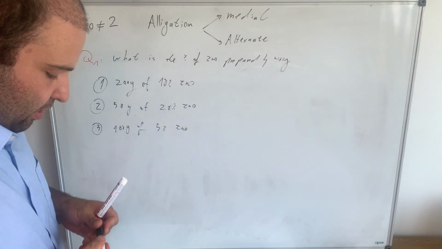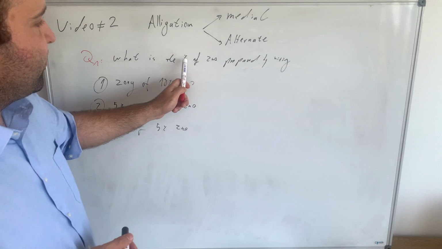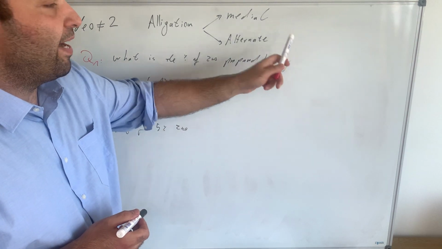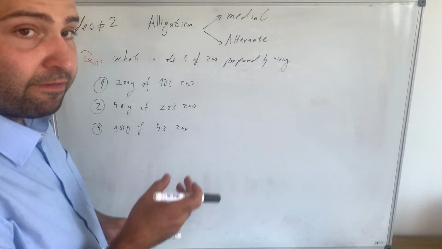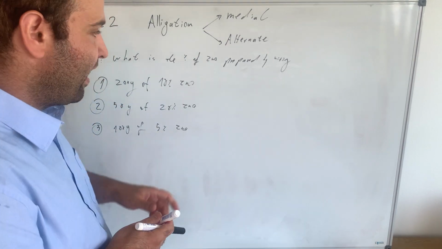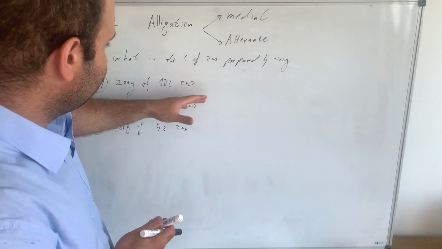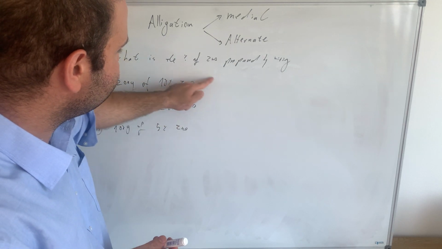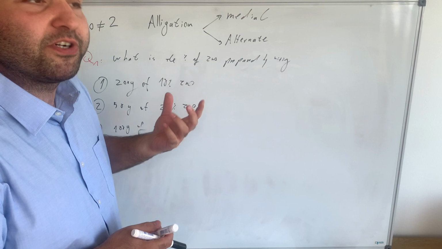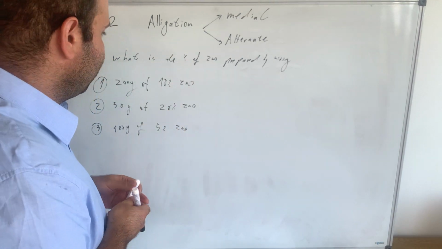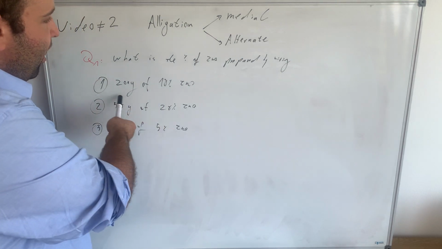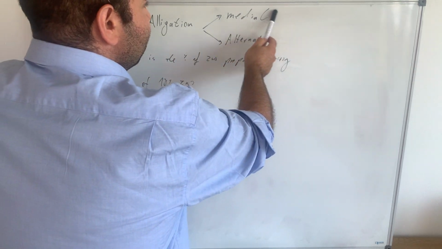So, what is the percentage of zinc oxide prepared by mixing these three different ointments? It means, what would be the final percentage strength of our product if we mix three different ointments together? The product that we mix together, what percentage does it have? So, to solve these problems, you have to use the alligation medial.